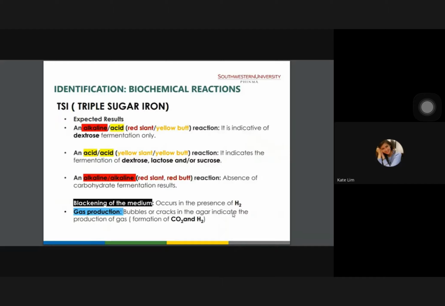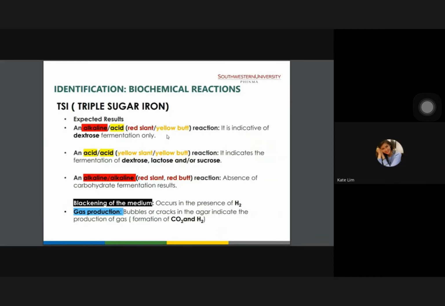So if there is a red slant, just write K, as in Kate, K over A. If there's a red slant it is K, and if the butt is yellow, then that is A. So alkaline stands for K, acid stands for A. Okay? So what is the result? K over A, if there's a red slant and yellow butt.